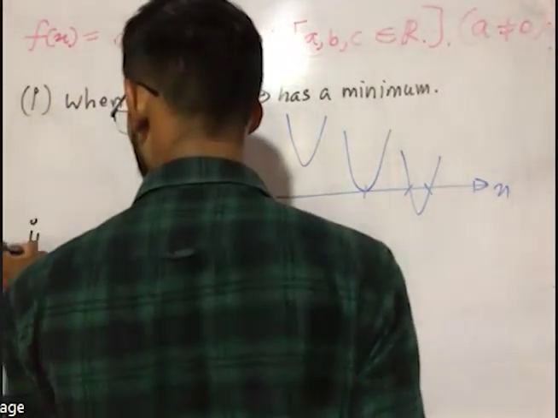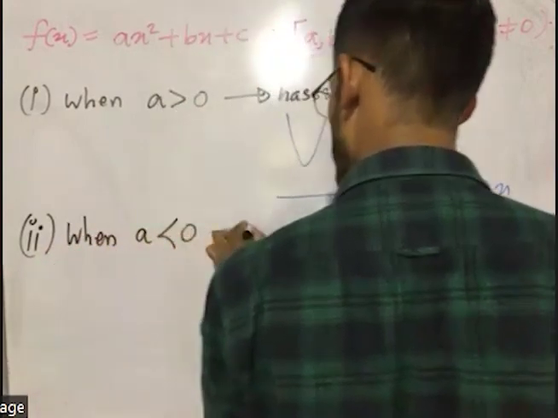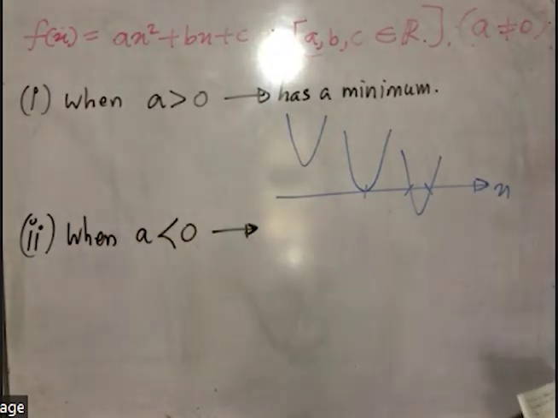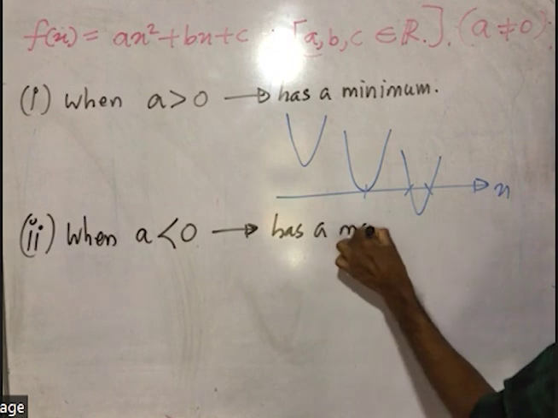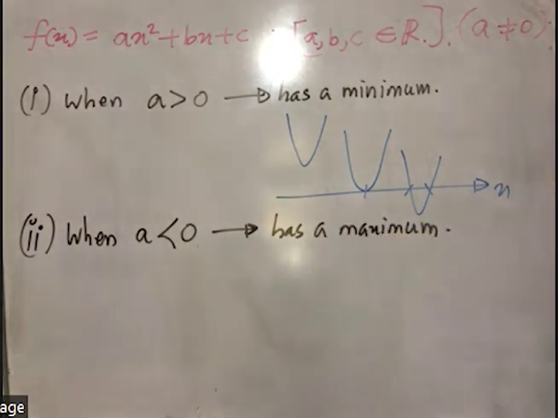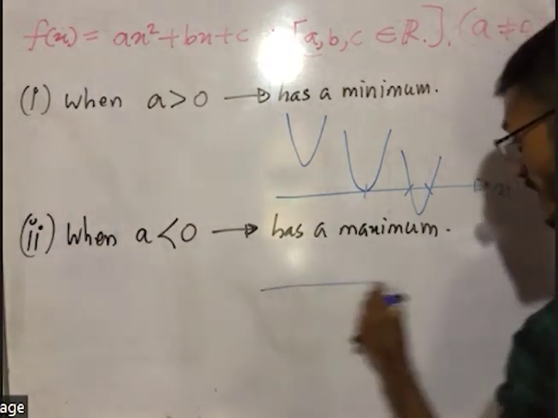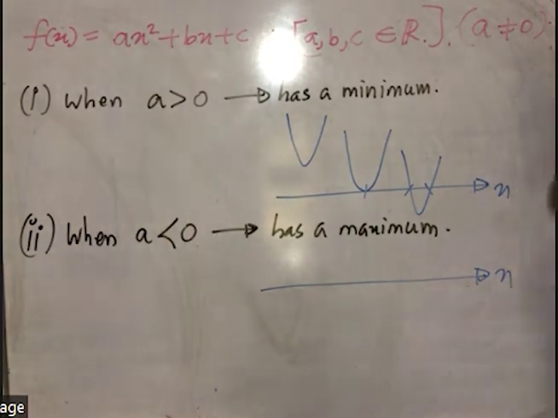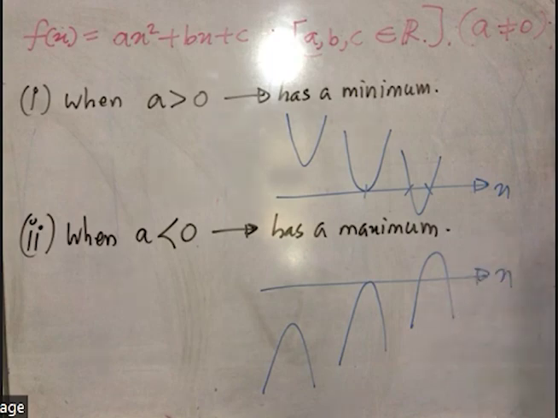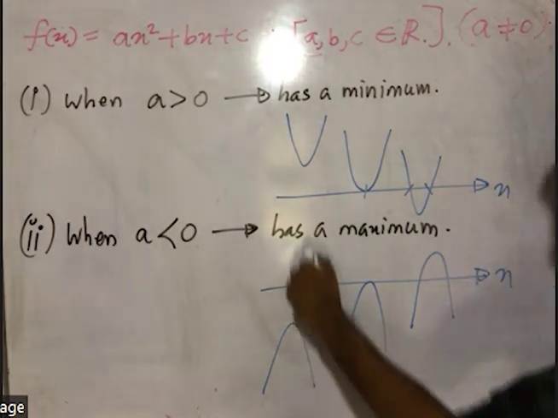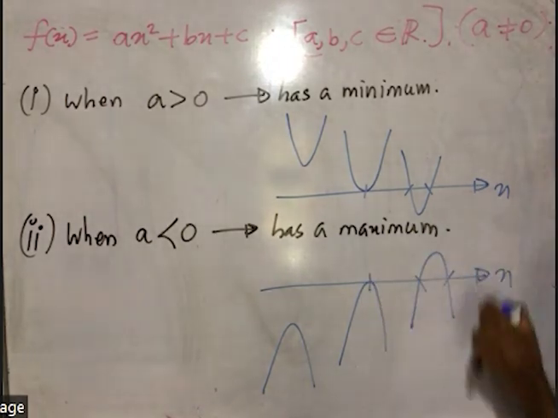Second point, write down when a is less than 0, then has a maximum. There are three ways that the maximum can exist. This maximum can be like this, or like this, or can intersect the x-axis. This graph can be below the x-axis, or can touch the x-axis, or can intersect the x-axis.